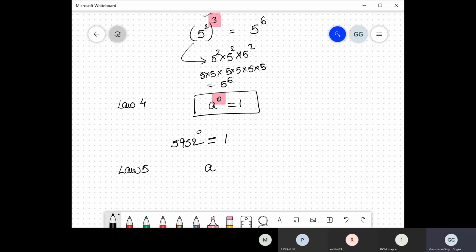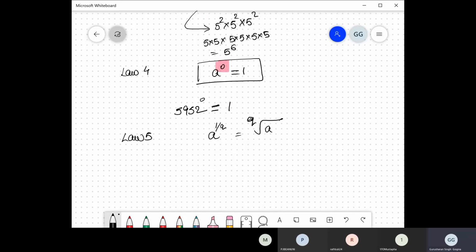A to the power 1 over q is actually the qth root of a. Now, let's understand this with a simple example. If I say square root of 5, what does it mean? Square root of 5 means it is 5 to the power half, which means the power is half. That is the meaning of square root in mathematics.